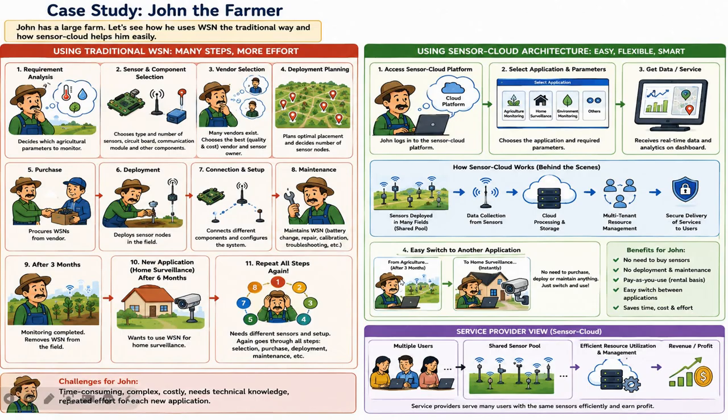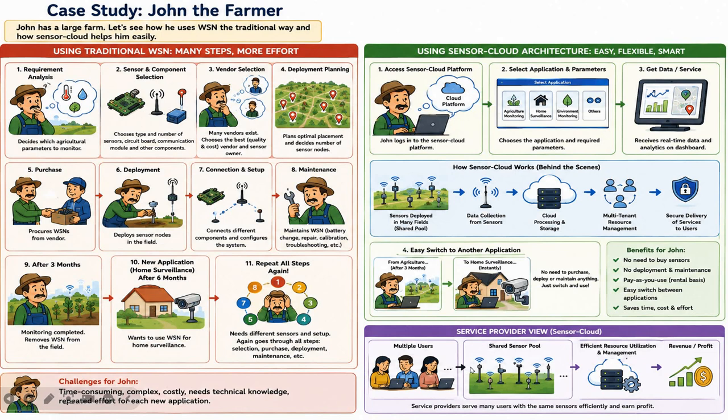Now, if he wants to switch from the agriculture monitoring to the home surveillance, here is an easy switch to another application. He can do it easily through the platform without any manual installation or hardware changes. So here at the last bottom, you can see the service provider view, where a single pool of sensors can serve multiple users at the same time.